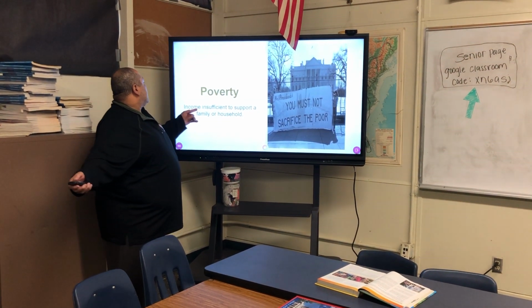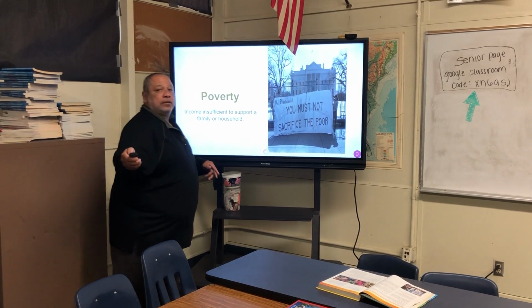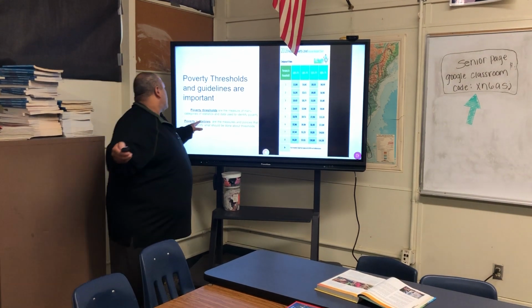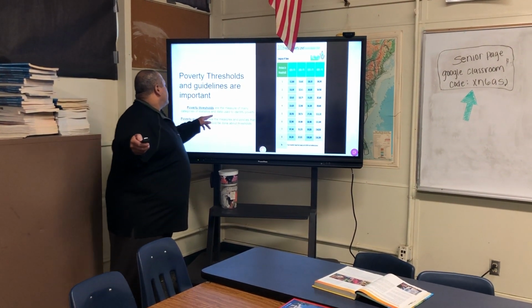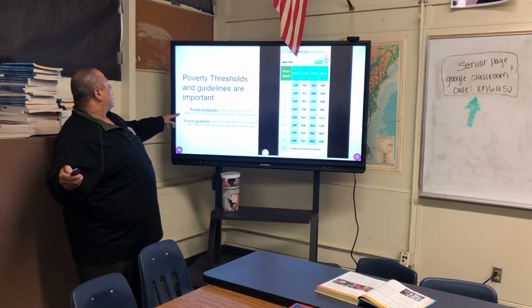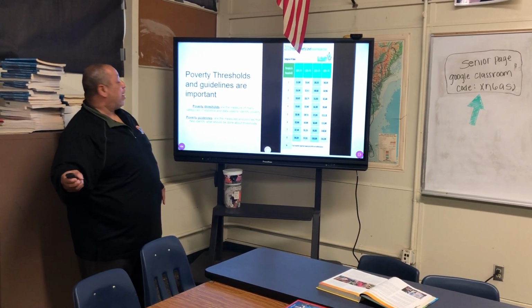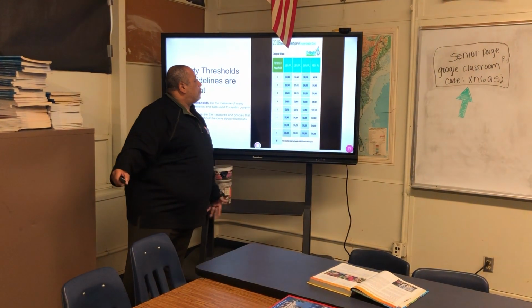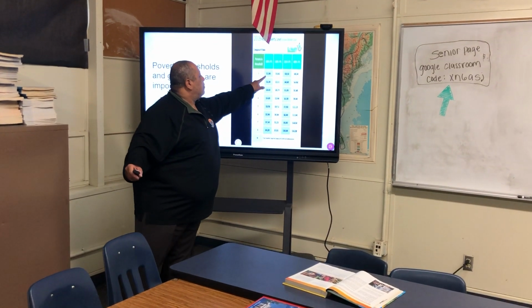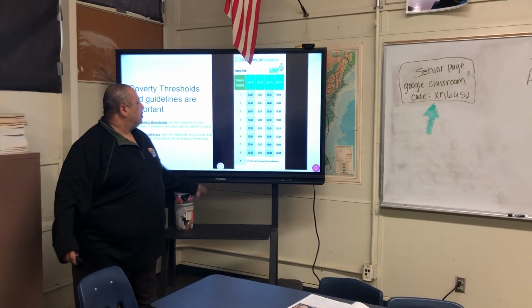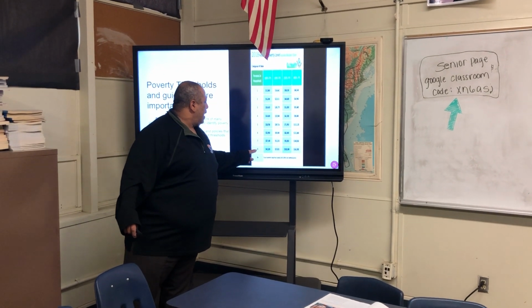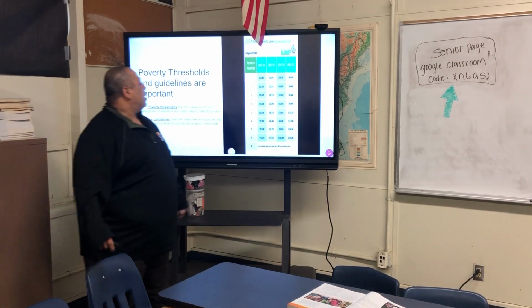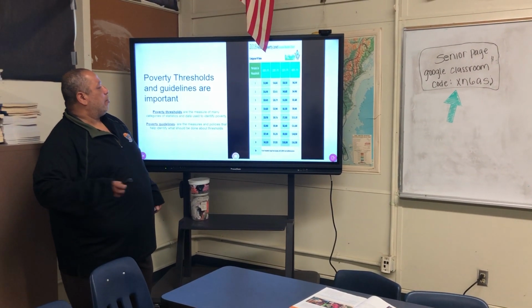Poverty. Poverty is income insufficient to support a family or household. Poverty threshold and guidelines are important. Poverty thresholds are a measure of how many categories of statistics and data are used to identify poverty. Poverty guidelines are the measure and policies that help identify what should be done about thresholds. So if you look at this, this is the 2018 poverty level. For one person income, $12,000 is the poverty threshold. And if you go all the way over here at 8 people, 400% of the federal poverty level is at $165,000. Pretty incredible.